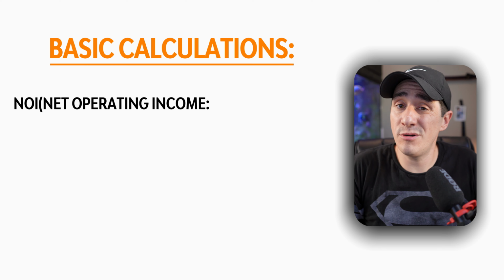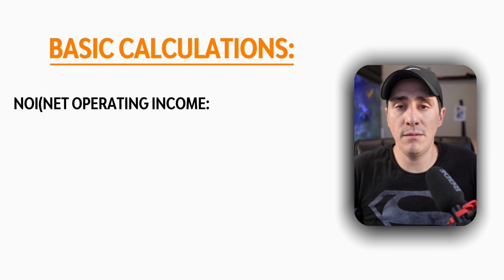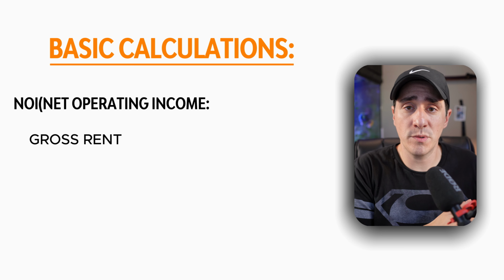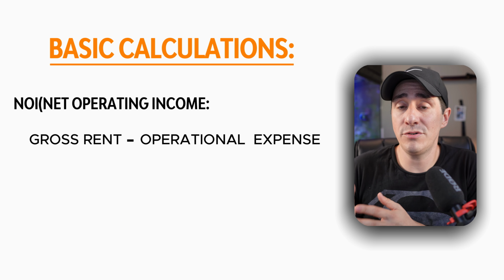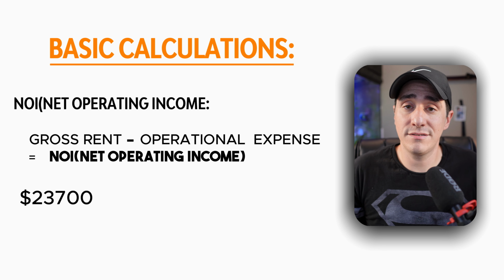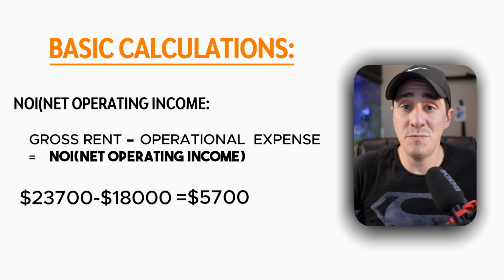The next thing we want to move on to is called the net operating income, or NOI for short. All this simply is taking that first number, the gross rental income, and subtracting your operating expenses. So in this case, that's $23,700 minus $18,000, which means I'm left over with $5,700. But we don't stop there because there are a few more calculations we need to do to see if this is a good property.